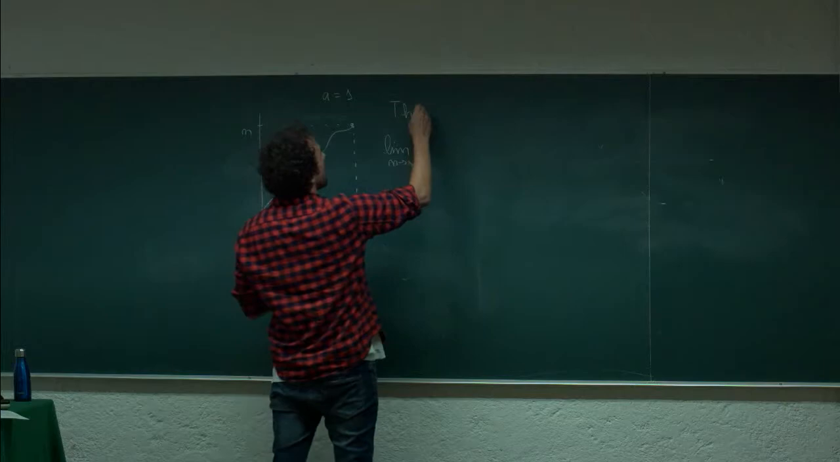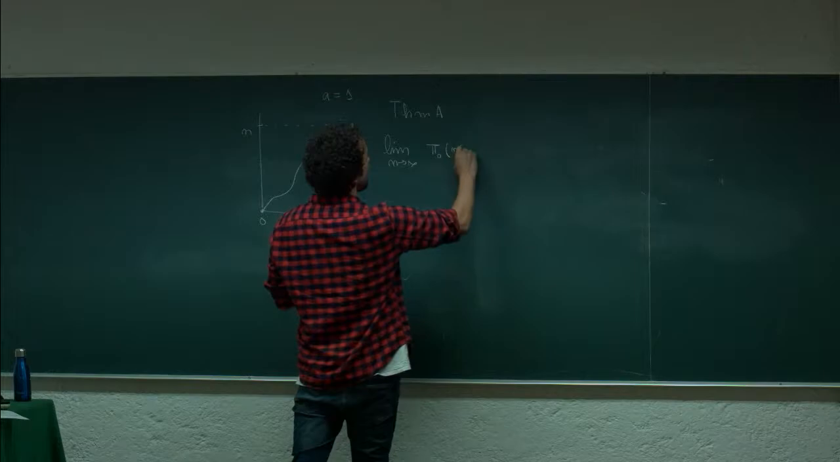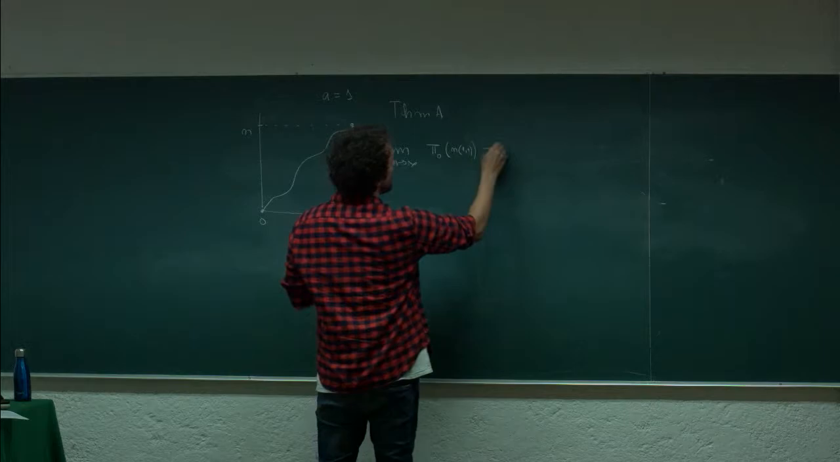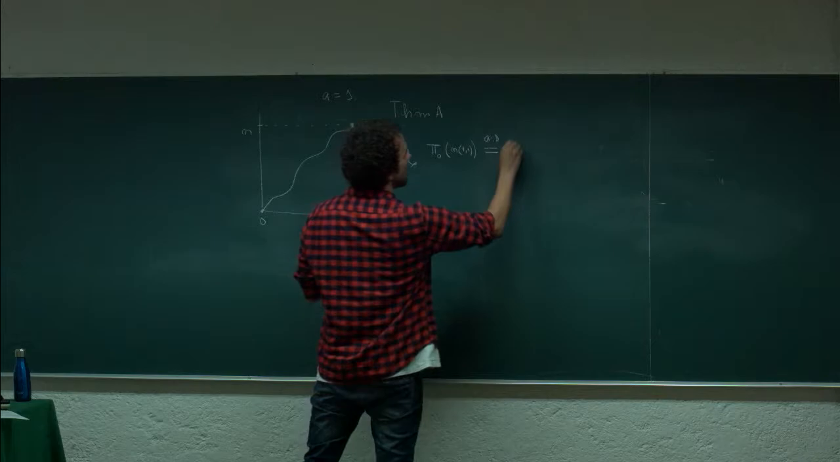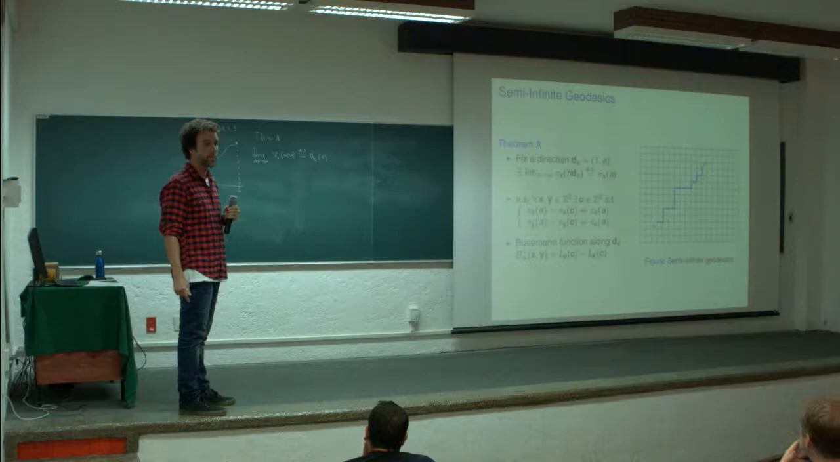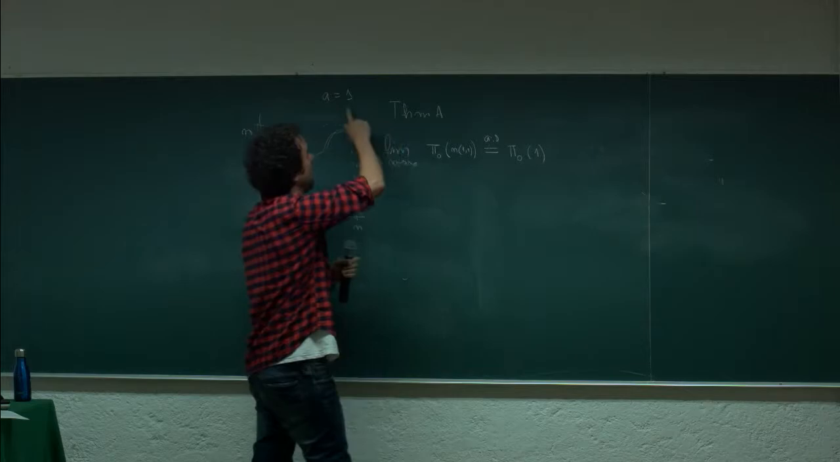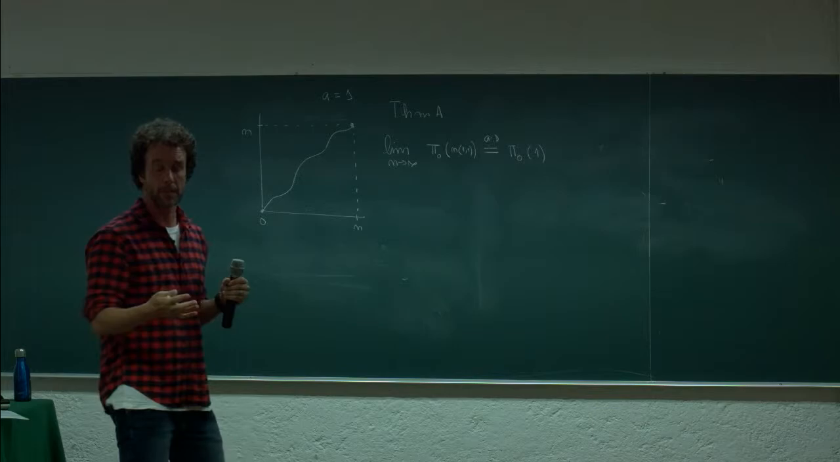The theorem says that this limit of the geodesics from 0 to n times (1,1) exists, and this limit is unique, and I will denote it by pi 0 in direction A. Pi stands for the path. So the finite geodesic is pi from x to y, and the semi-infinite geodesic is pi from zero in the direction given by the slope A. So if you fix the slope, then almost surely you have convergence and existence.